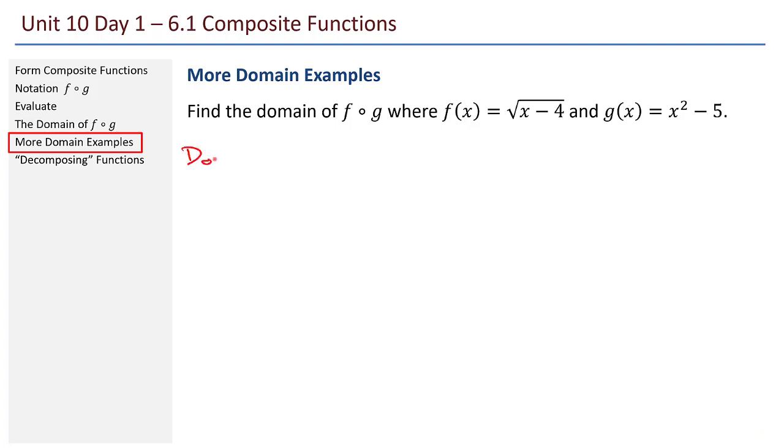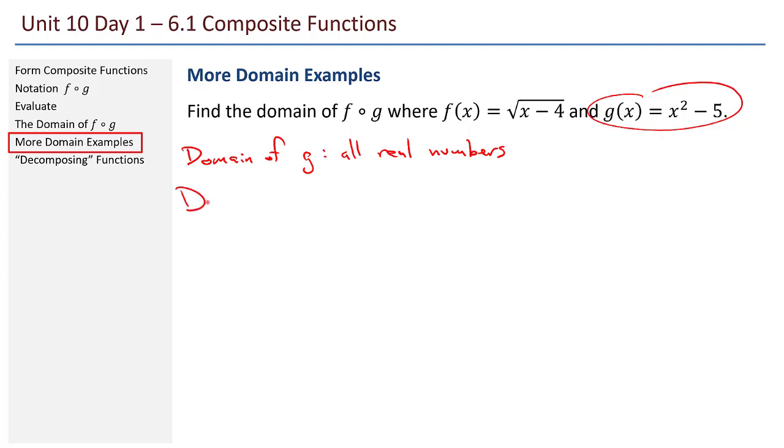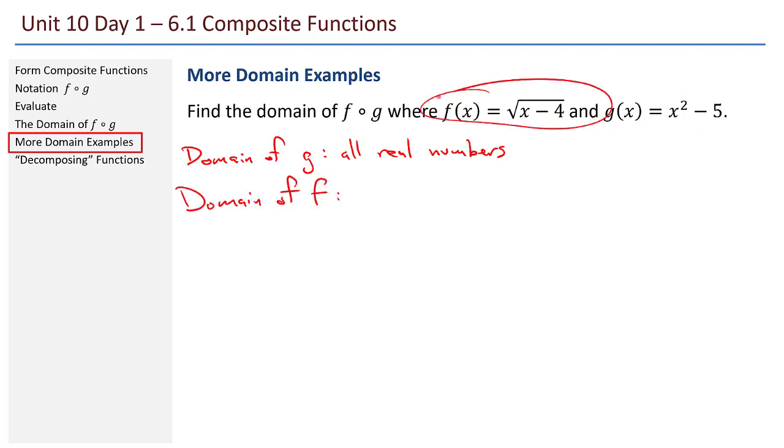So, domain of g. Well, this is nice. g actually takes any real number. How about the domain of f? Well, I need that whatever's underneath the radical sign has to be greater than or equal to 0. So x minus 4 is greater than or equal to 0. Oh, so add 4 to both sides. That means that x is greater than or equal to 4.